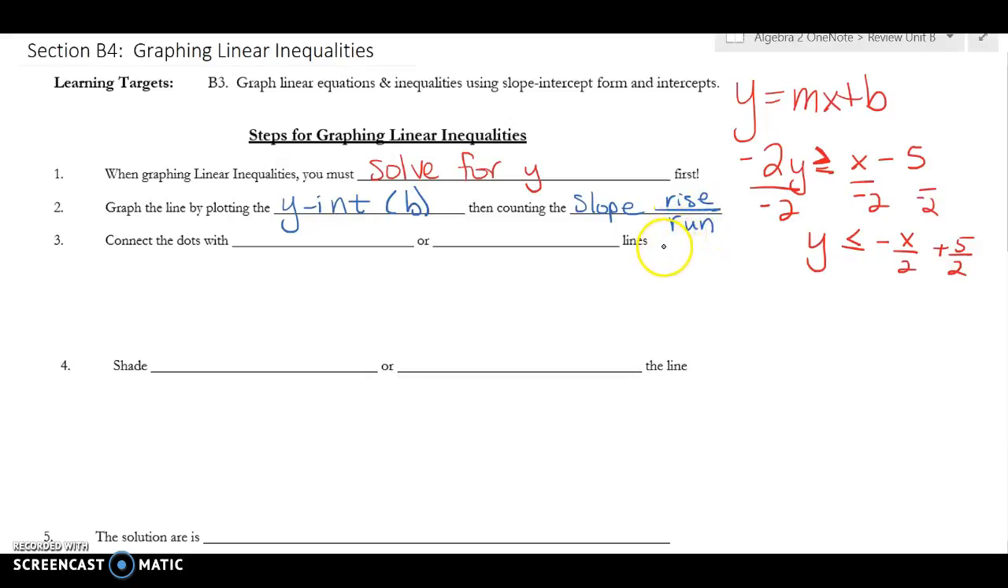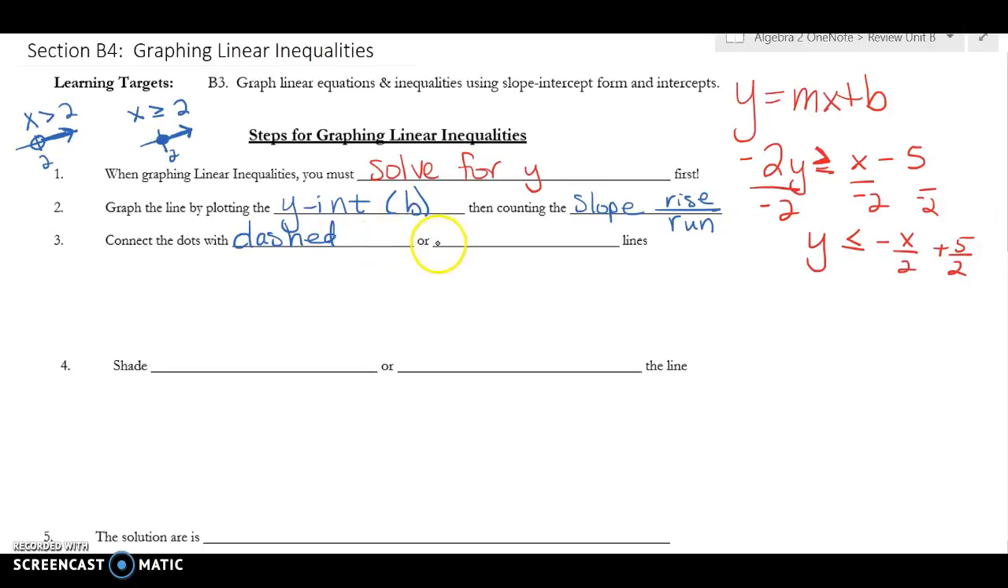Now, the next thing that happens is we have to know what kind of line it is. If you remember back when we did inequalities, if I had x greater than 2, it was an open circle going to the right. Or if I had x greater than or equal to 2, it was a closed circle going to the right. Well, we can't have open lines. They're not completely open. Those are going to be dashed lines.